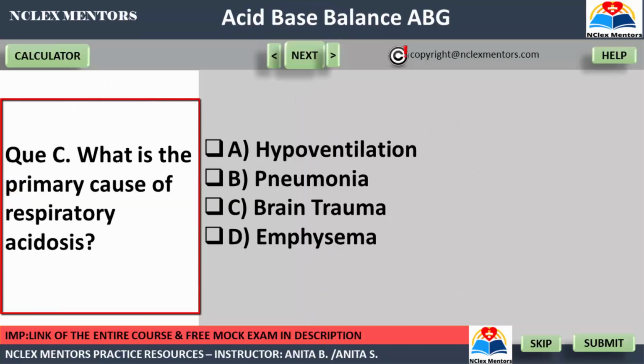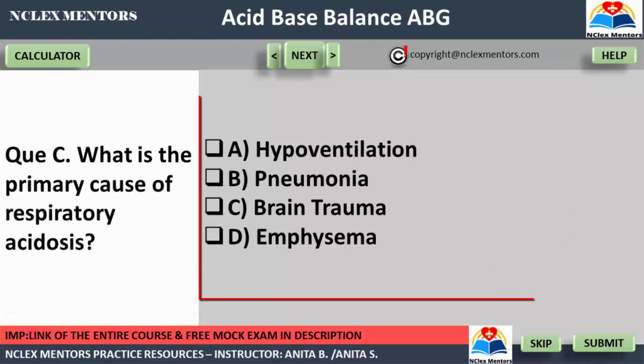What is the primary cause of respiratory acidosis? The options for this question given on the screen are Option A, hypoventilation. Option B, pneumonia. Option C, brain trauma. Option D, emphysema. I will give you some time to go through the question and the options. You can see the timer running on the upper right-hand corner of the screen, but if you need more time, you can pause the video as well.